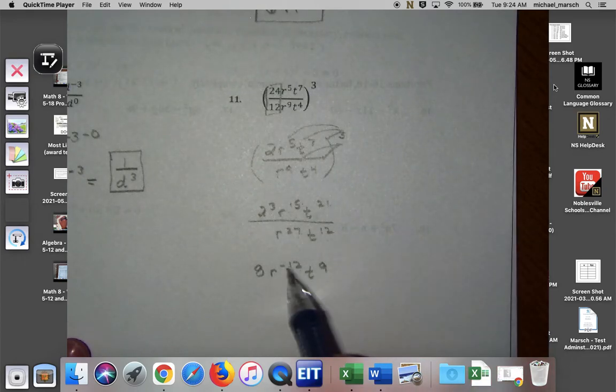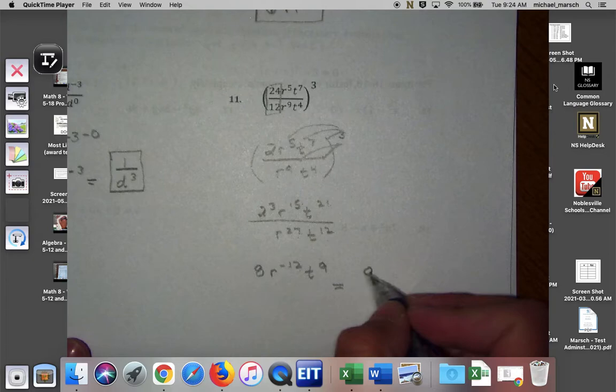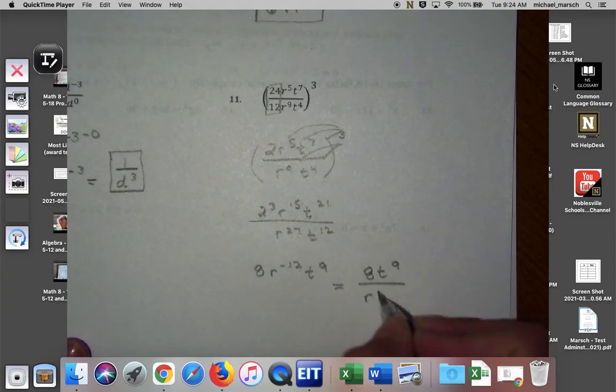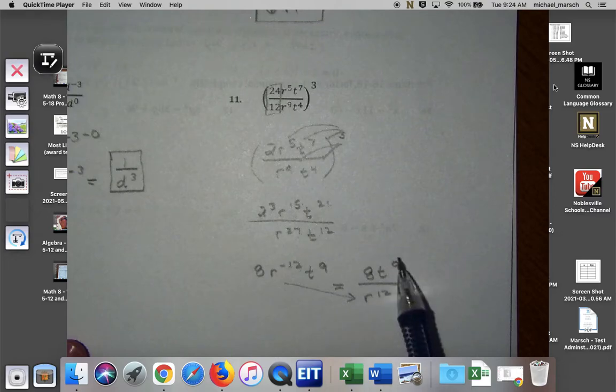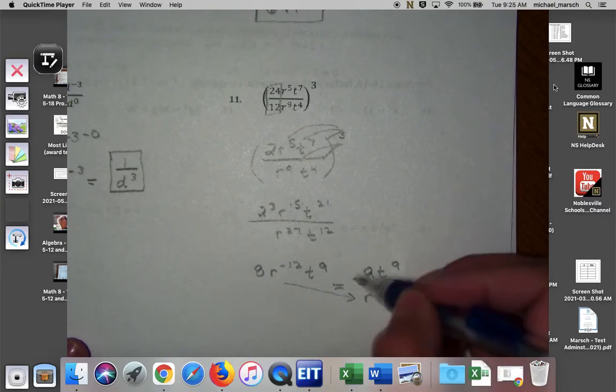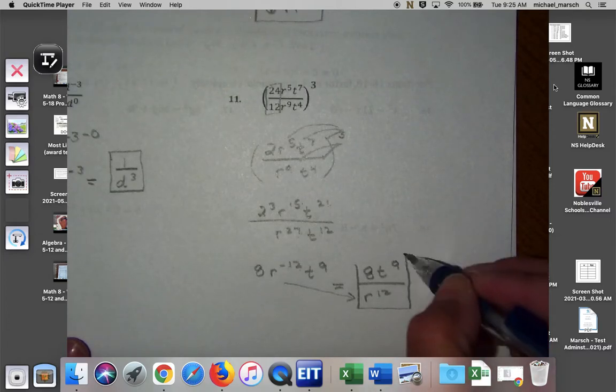I can't have this here. So I actually have to rewrite this as 8t to the 9th over r to the 12th. I have to shift this down here. If this was r to the negative 12 by itself, then it would be 1 over r to the 12th. But we already have terms in the numerator, so we don't have to have that 1. So there's my final answer.